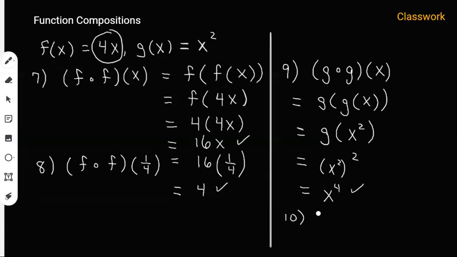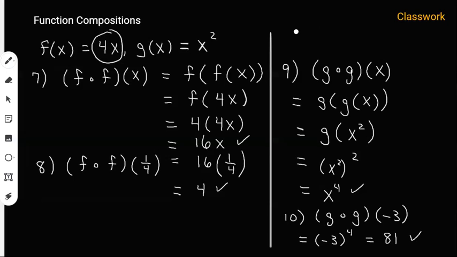All right. The last one we're going to do in this video is going to be g of g, but we're going to evaluate it at -3. So I'm going to take that function that we just found, that x to the 4th power, and replace x with a -3 and see what happens. So the x is going to be a -3. I'll put that in parentheses because it has a negative, right? -3 to the 4th power. So what is -3 to the 4th power? That's going to be a positive 81.